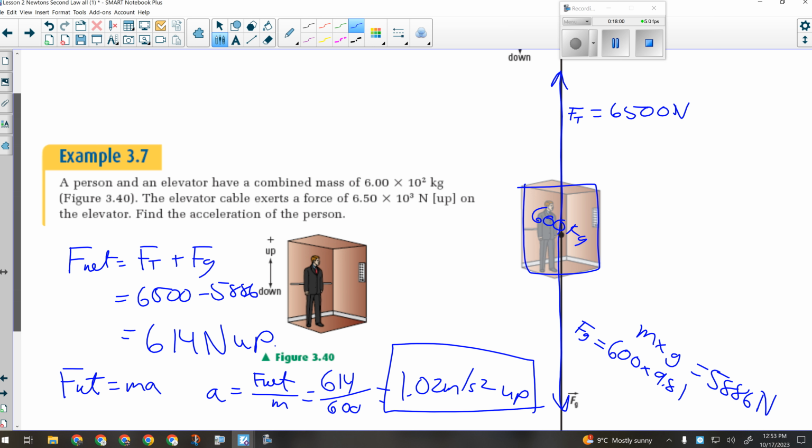What would the elevator do? Or how would this, let's say I have this question instead. Let me say that the elevator is moving at a constant velocity of 1.5 meters per second up. Same elevator. What is the tension in the cable?